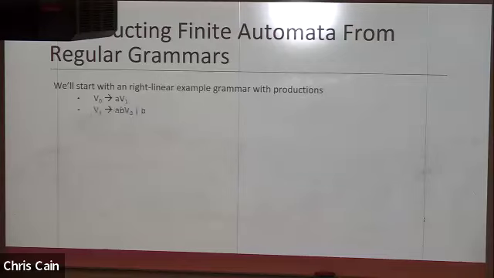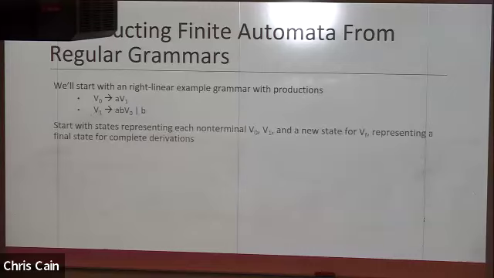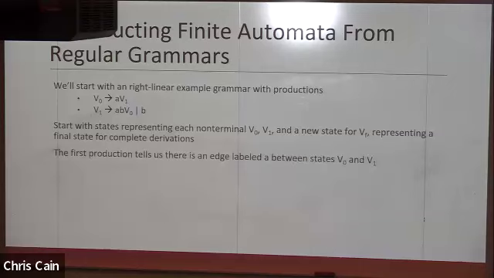The process for this is that we want to start with states that represent every non-terminal. So we're going to make states that represent, in this case, variable 0 and variable 1, what I'm assuming this V stands for. And then we have a new state that we introduce called V sub F, the final state. What this first production tells us is there is an edge between V0 and V1 that consumes an A.